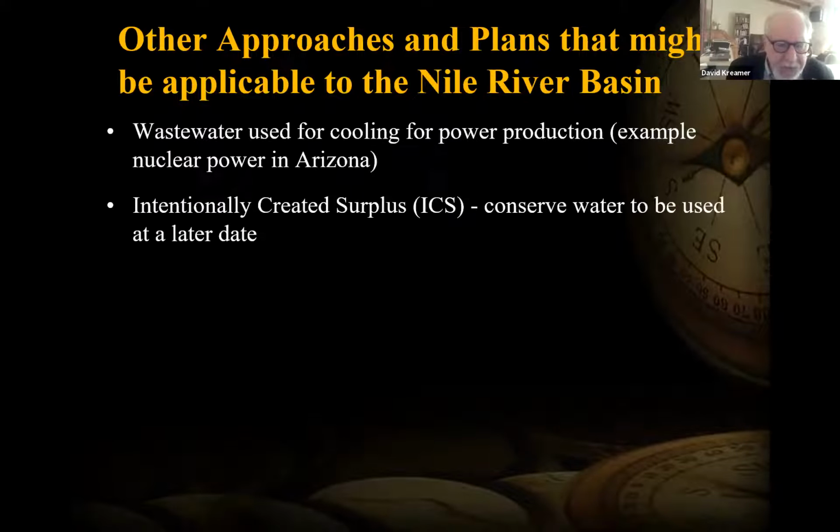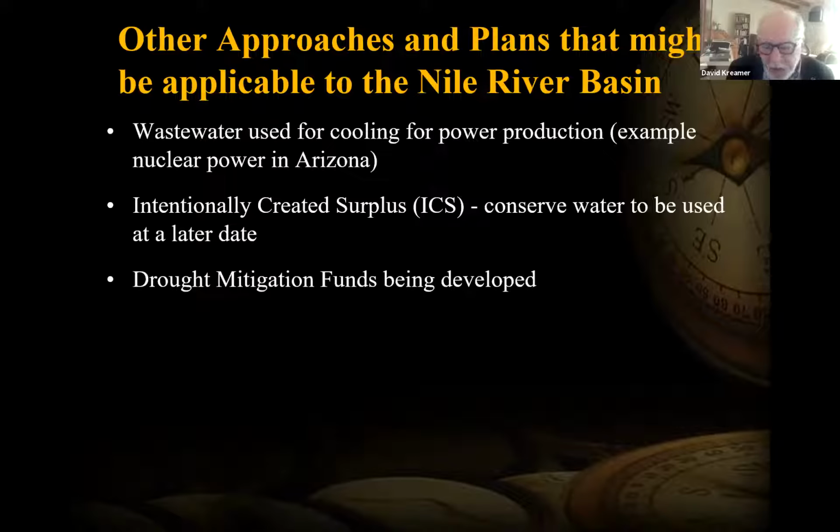There's a scheme called intentionally created surplus, where different states are conserving water to be used at a later date. This water conservation allows the reservoirs to fill more than they normally would, or be diminished less than they normally would, but it also allows artificial recharge, that is managed aquifer recharge, to occur.